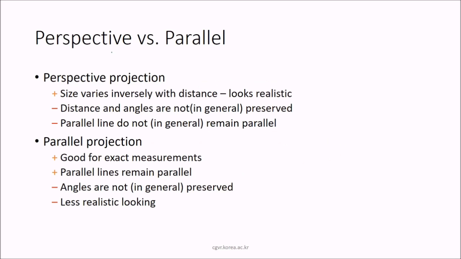Then what about the differences or discussion on perspective versus parallel? In perspective projection, the positives are that size varies inversely with distance, so it looks realistic. A parallel projection is good for exact measurements and parallel lines remain parallel. What are the negatives of perspective projection? Distances and angles are not preserved, and parallel lines do not remain parallel. In the parallel projection, what are the negatives? Angles are not preserved and it looks less realistic.